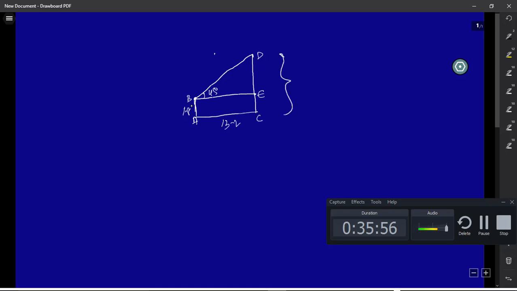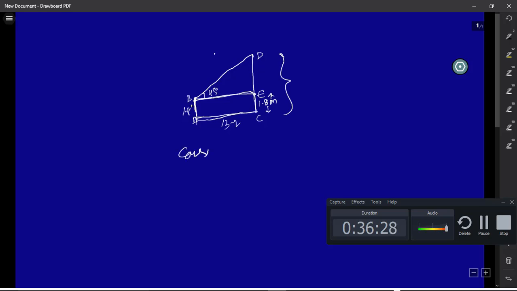They want us to find out the height of the palm tree, so I'll have to find out the length of CD. CD is my palm tree, right? If you carefully look at this diagram here, A, B, E, C, it looks like a rectangle, and in a rectangle the opposite sides should be equal. So if AB is 1.8, then EC should be 1.8, right? EC should be 1.8.